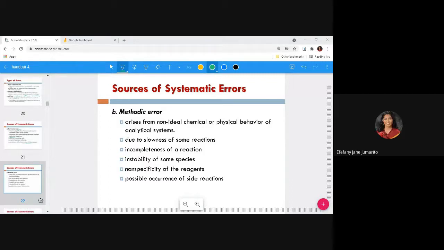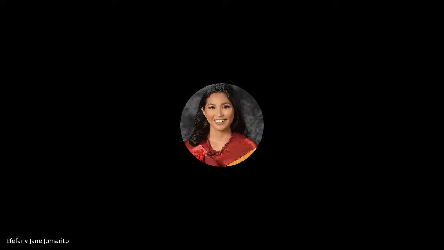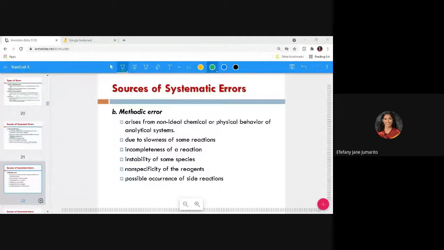Okay, so who else? Okay, Janine. Ma'am, methodic errors are caused by adopting defective experimental methods. For example, in volumetric analysis, the use of an improper indicator leading to wrong results. That's all.